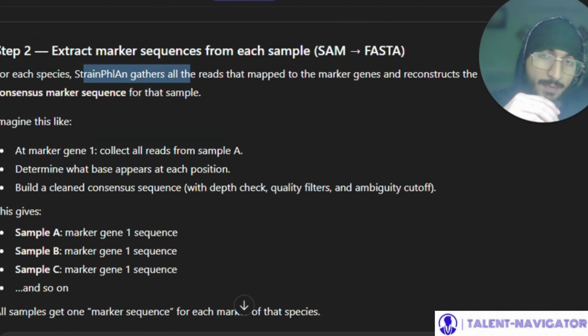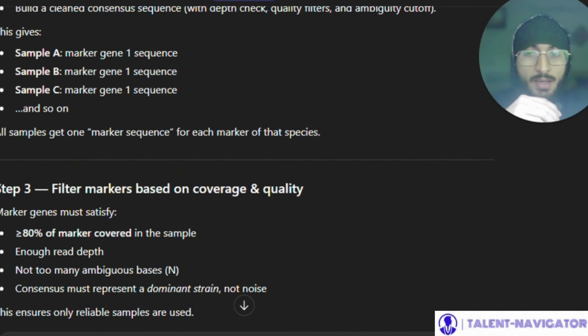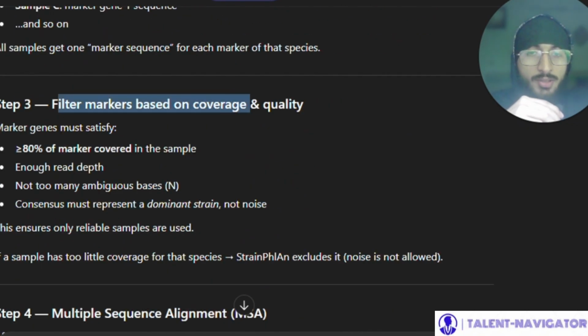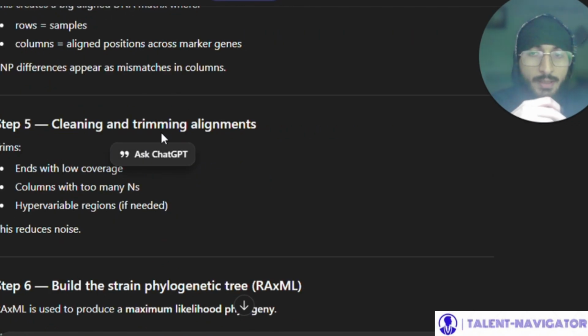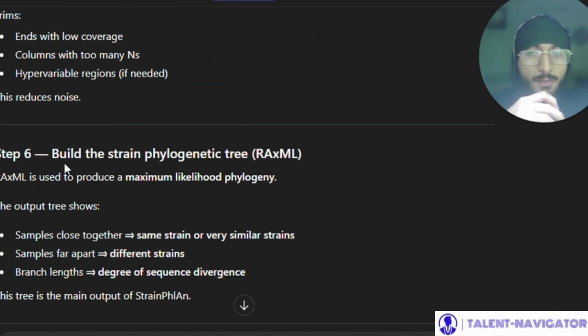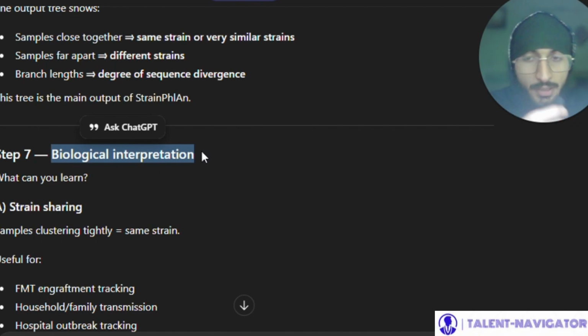So for each species, StrainPhlAn gathers all the reads that map to the marker genes and reconstructs the consensus marker sequences. Right. Then step three, we filter markers based on coverage and quality. Step four, we perform multiple sequence alignment (MSA). Step five, we clean and trim alignments, and then finally, in step six, build the strain phylogenetic tree. Step seven is basically getting the biological interpretation from the phylogenetic tree.